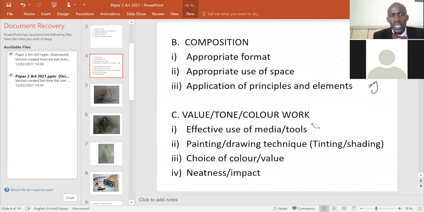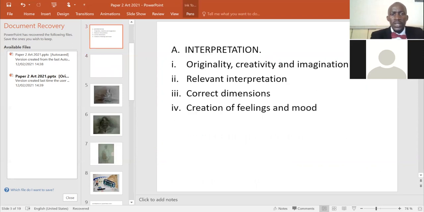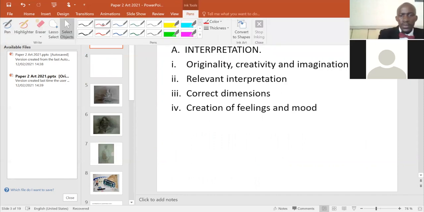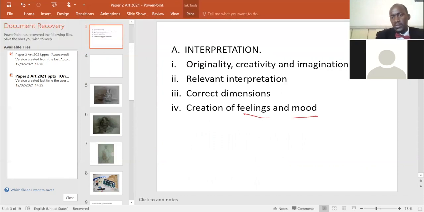We expect you to be able to create mood, like we mentioned in part A. We talk about creating feelings and moods. This forms part of the impact. Can somebody else looking at your work be able to feel the impact?